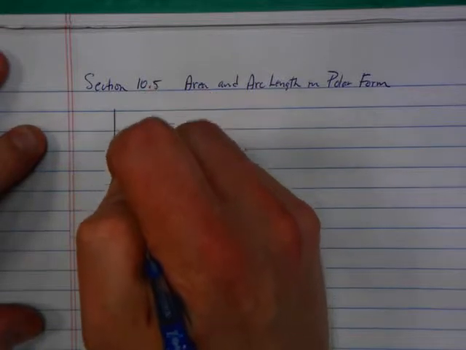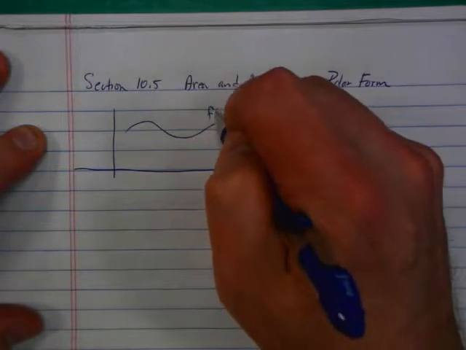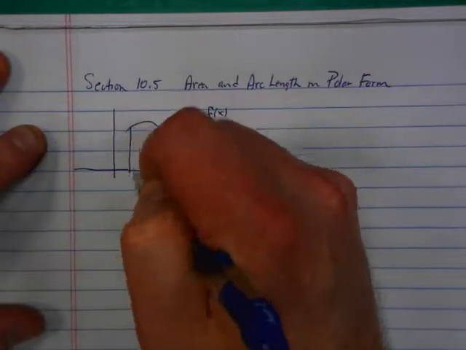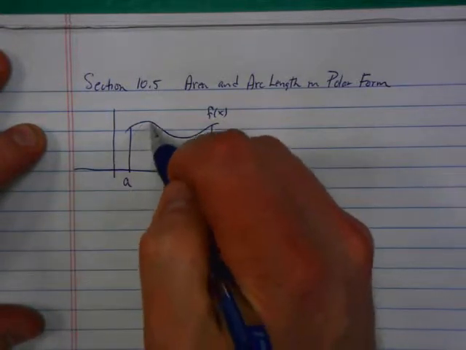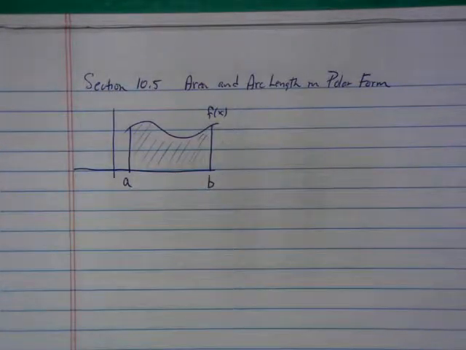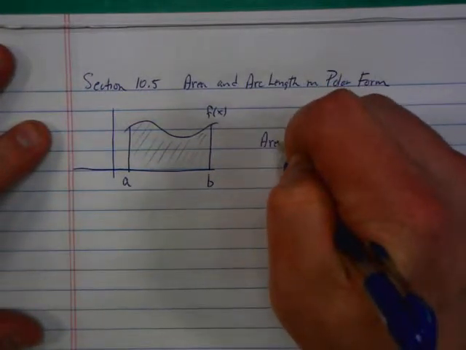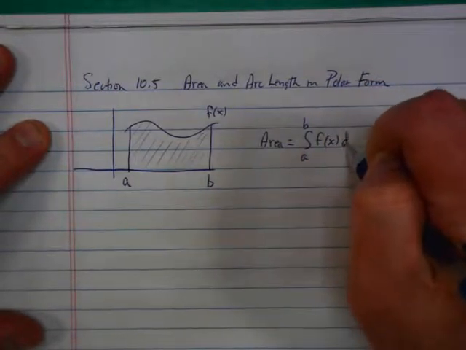Our last section, we're going to look at area and arc length in polar form. All right, remember back to the good old days in Calc 1? If I gave you some function f of x like so, and I gave you an a value and a b value, and I asked you to find this area under this curve bounded by the axis, how did you do that? Turned out that the area was the integral from a to b of f of x dx.